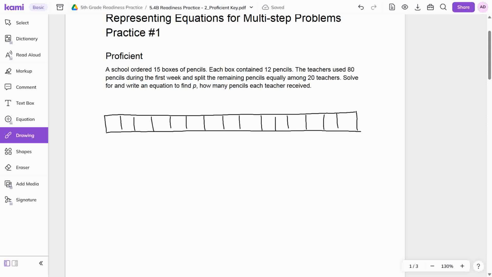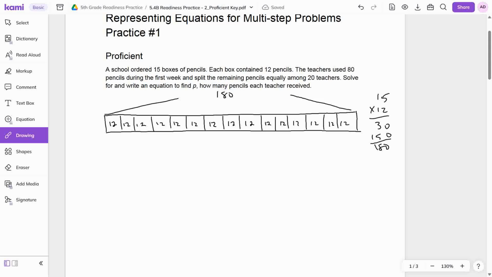Now, each box contains 12, so we can just write 12 across here. If I'm wanting to figure out how many pencils I've got, I'm going to have to multiply 15 times 12. So we can represent all of that right here with a 15 times 12. Let's figure out what that is. That's going to be 30. That's 150. That's 180. So I've got 180 pencils.